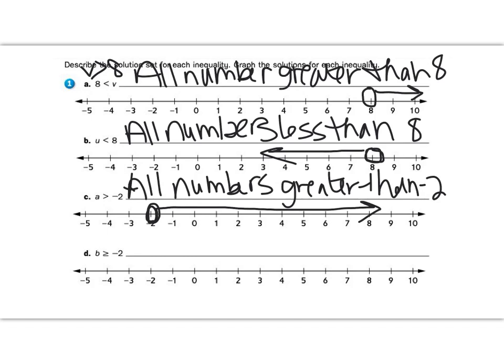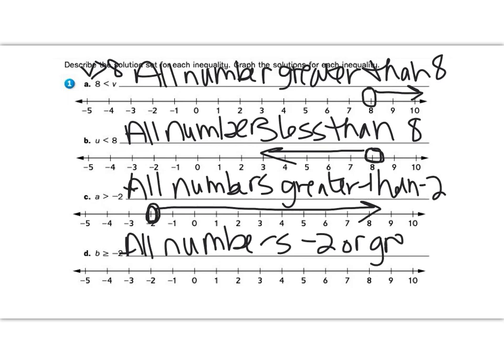This one says b is greater than or equal to negative 2. So this is different because it includes negative 2. So this is all numbers negative 2 or greater. So in this case, negative 2 is included in the solution set. So I need a closed circle on negative 2 and an arrow pointing to the right.